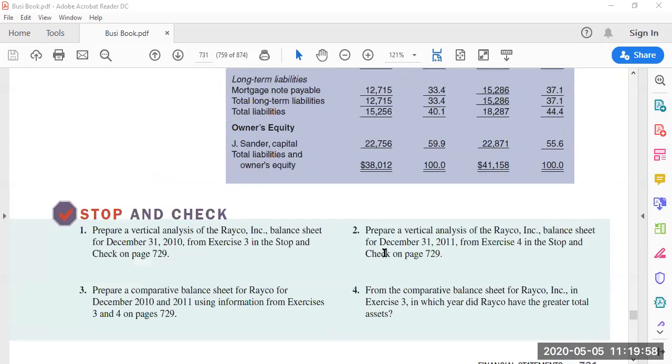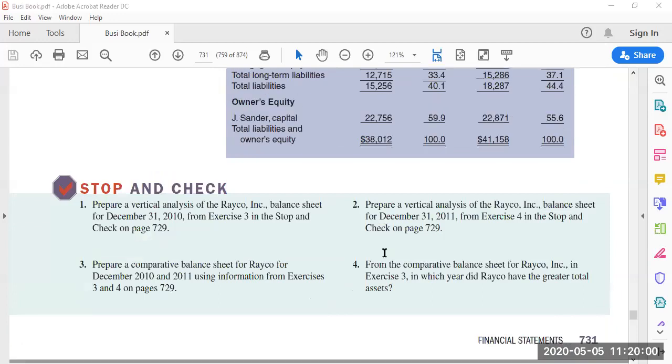Okay, we have some stop and check exercises for you to do. Take a look at them. You've got to work them out. Try it out before you move forward. Check your answers in the back of the book before continuing.